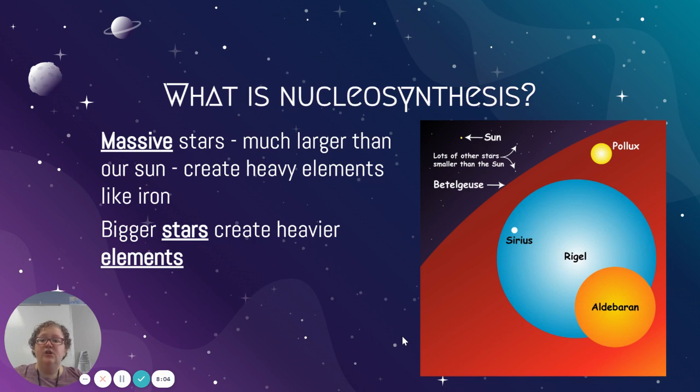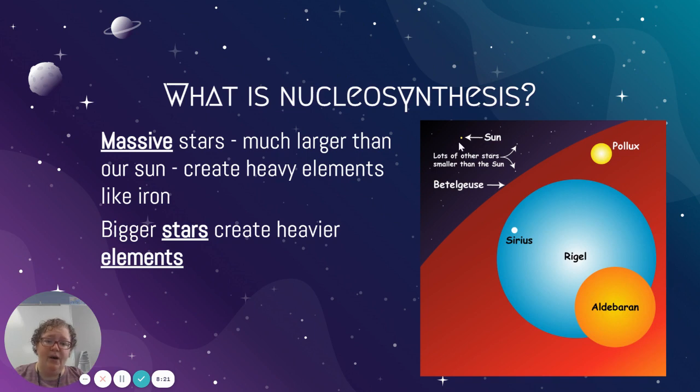Massive stars, so these are stars that are much, much larger than our sun, are going to create the heavier elements. So the bigger the stars are, the heavier the elements they make. Our sun is a relatively small star, which is why it's mostly hydrogen and helium. It doesn't have a lot of those heavy elements.